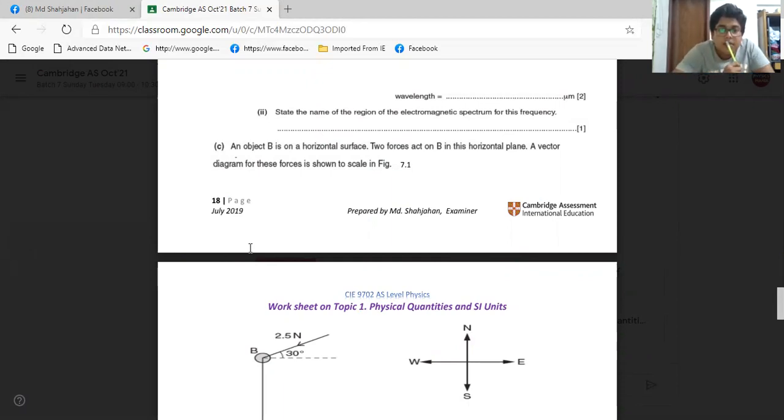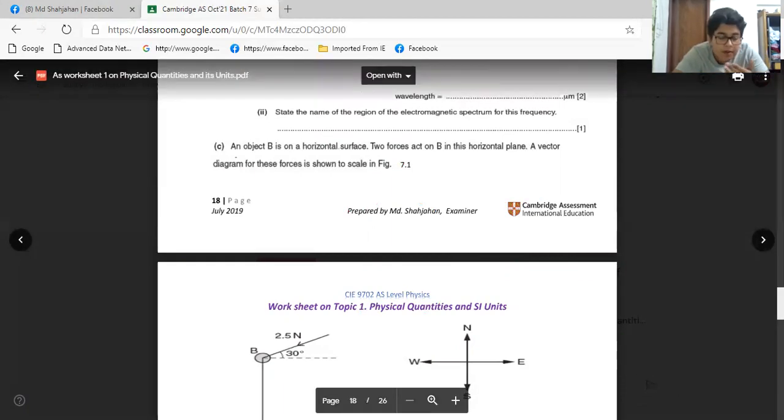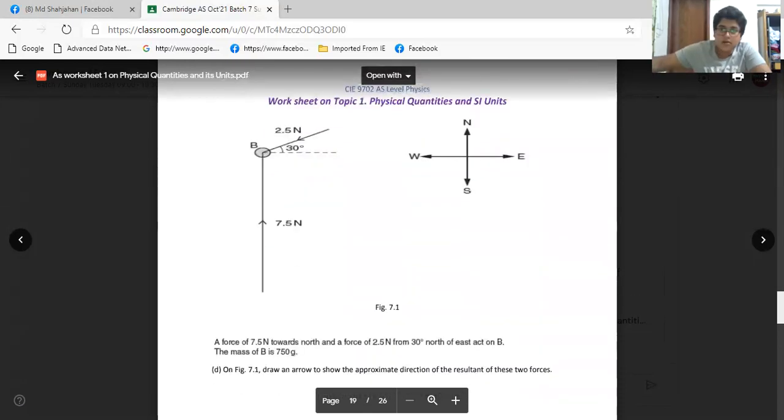An object B is on a horizontal surface. Two forces act on B in the horizontal plane. A vector diagram for these three forces is shown to scale in figure 7.1. A force of 7.5 Newton towards north and a force of 2.5 Newton from 30 degree north of east act on B. The mass of B is 750 gram. On figure 7.1, draw an arrow to show the approximate direction of the resultant of these two forces.